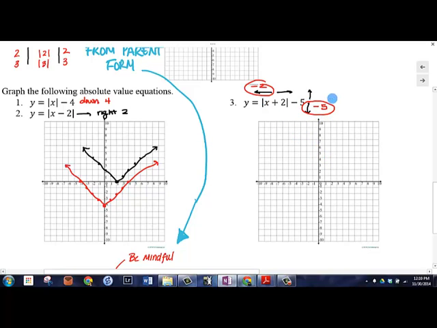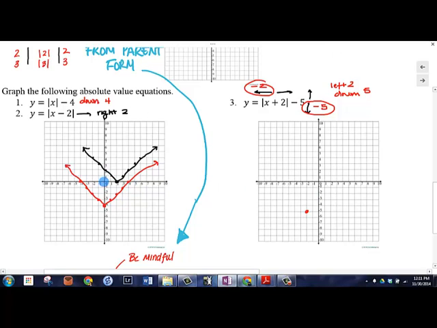Okay? So I'm going to move my vertex, exactly what I just said. I'm going to actually write it in words so you can see it. So I'm going left 2 and down 5. So left 2, 1, 2, down 5. 1, 2, 3, 4, 5. So there's my new vertex.